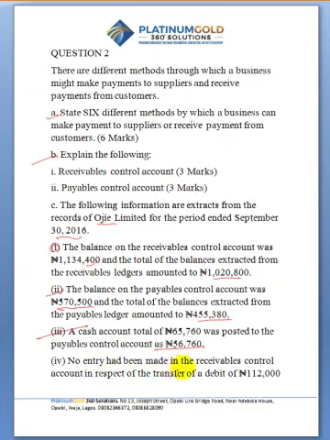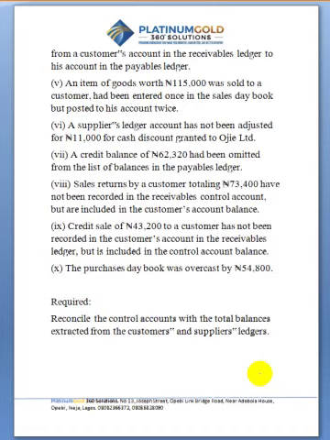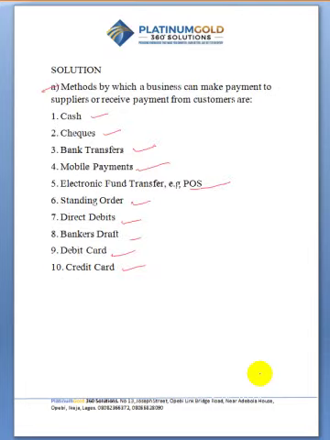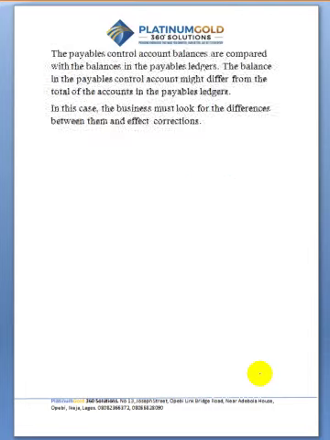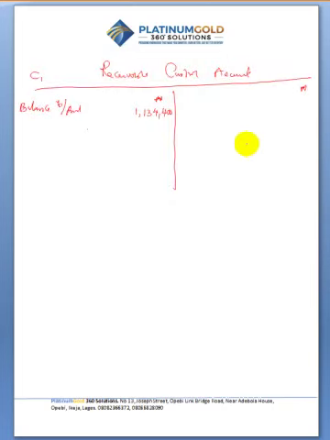4, no entry, complete omission now. No entry has been made in the receivable control account in respect of the transfer of debits of 112,000 from a customer's account in the receivable ledger to his account in the payable ledger. That is a form of contra. So let's see, it is passing through the control account.